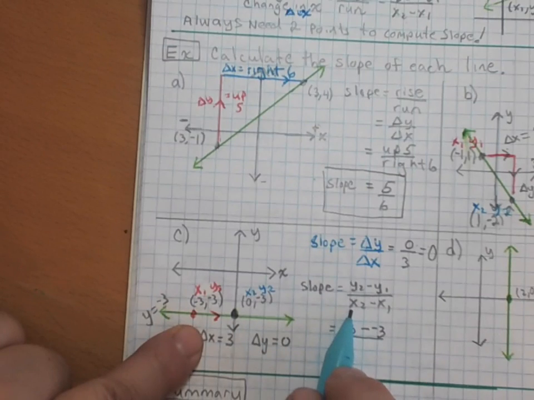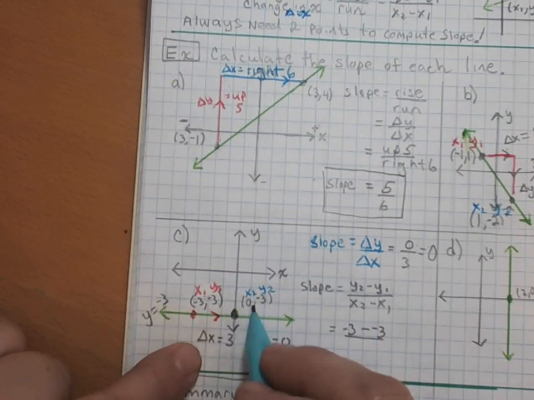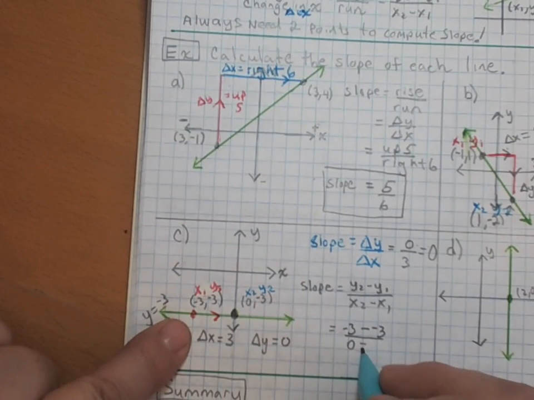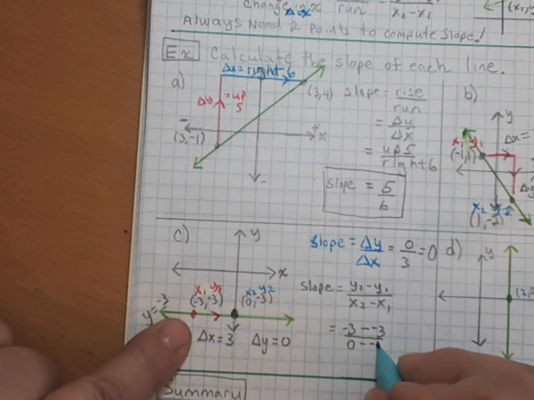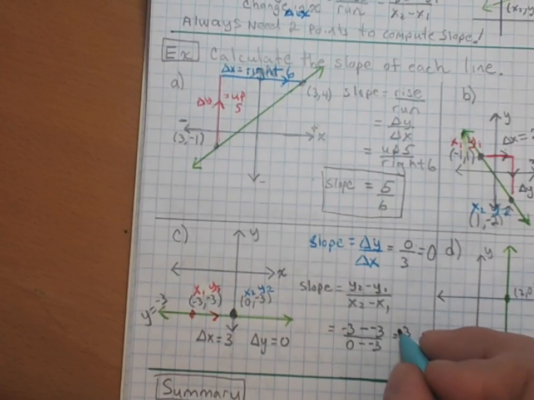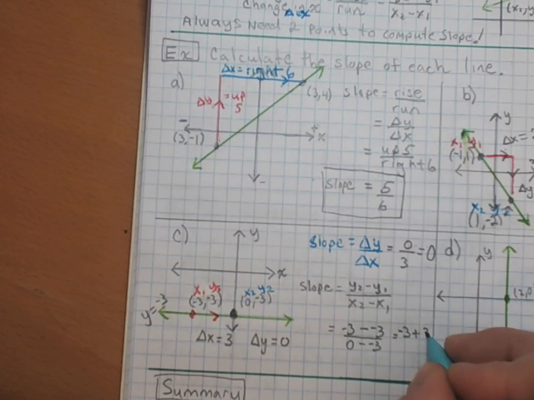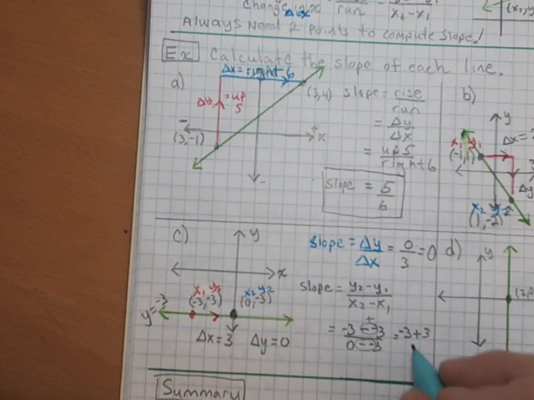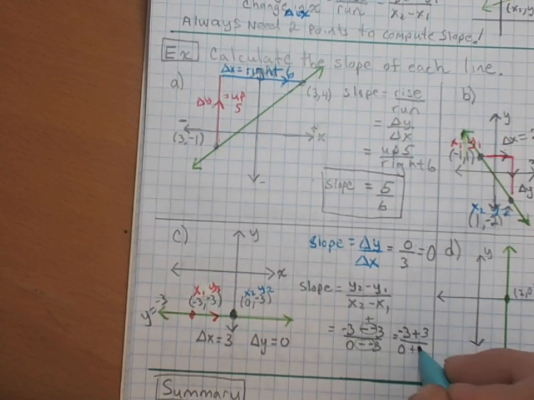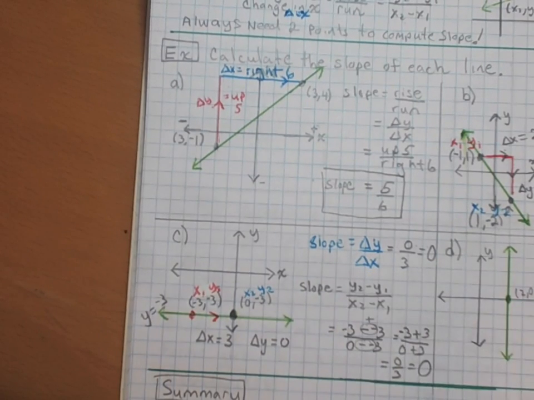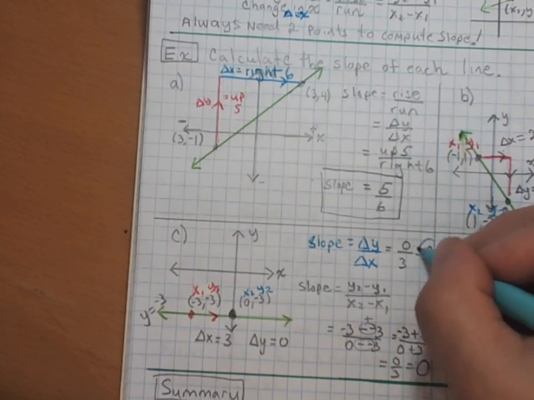And then I have to do x2 minus x1. x2 is 0, and x1 is negative 3, and I'm going to subtract them, so 0 minus negative 3. See some double negatives, right? So this is negative 3 plus 3. Double negatives, always a positive. And here's another double negative, so this is 0 plus 3. And you can see this is 0 over 3, which we already saw is equal to 0. So our slope value is 0.